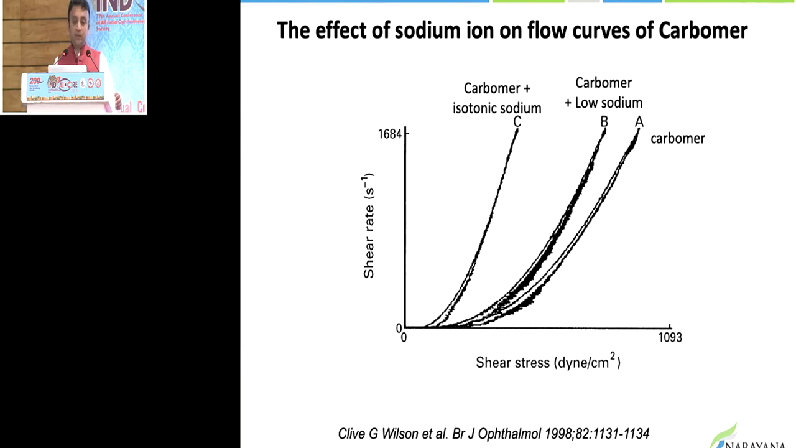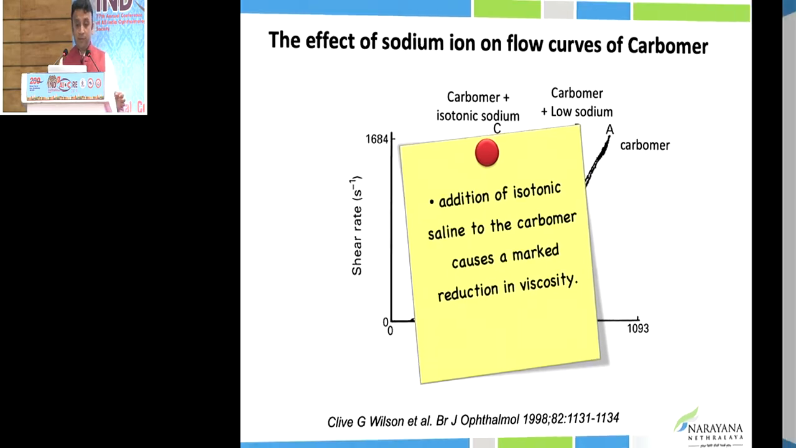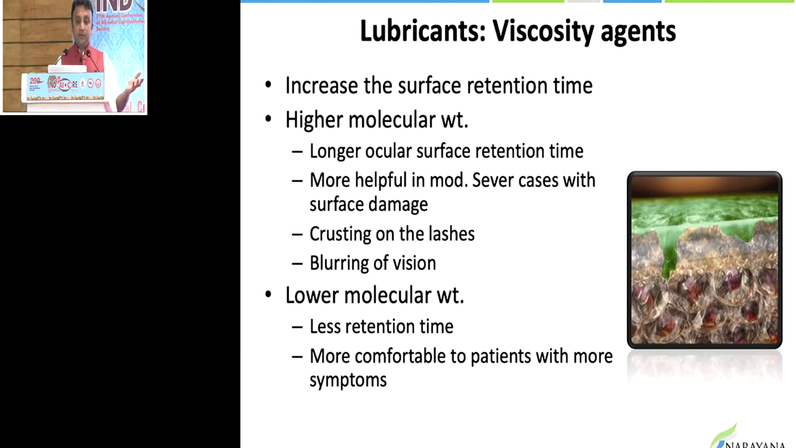Another thing about the sodium part. Sodium is important to maintain the osmolarity. But you know what? When you combine it with our lubricants, say carbomer, when we combine sodium with carbomer, actually the carbomer effectiveness comes down. So addition of isotonic saline with carbomer actually leads to significantly reduced viscosity of carbomer, right? So again, when we want to make an ideal lubricant, we want everything together, but unfortunately adding everything together is not going to reflect into a better product.